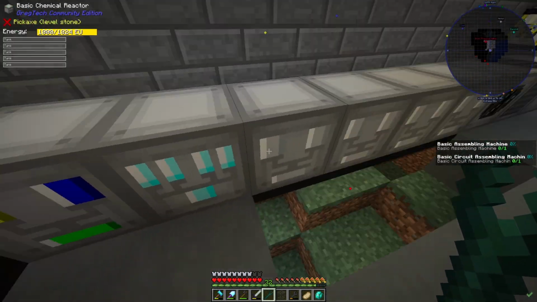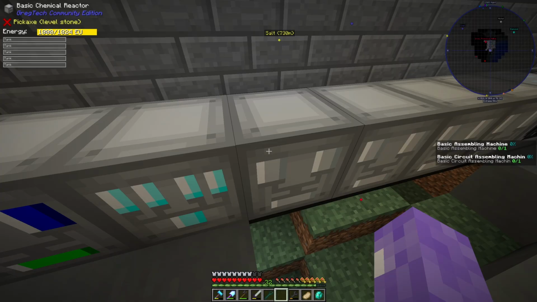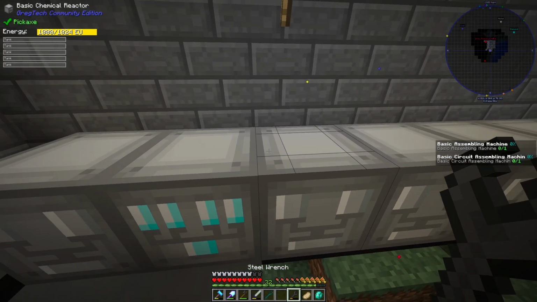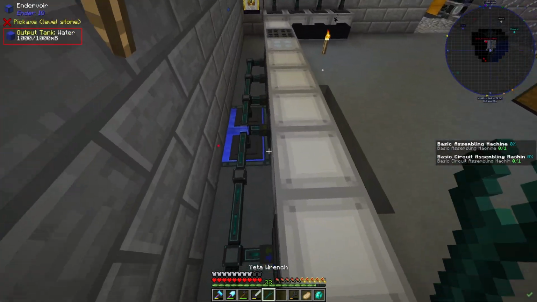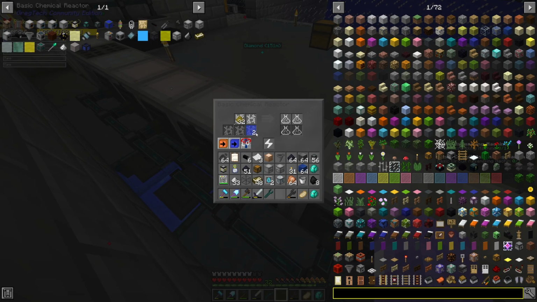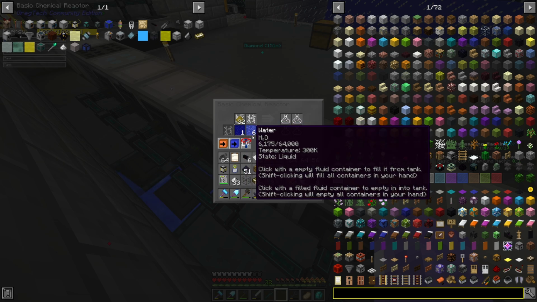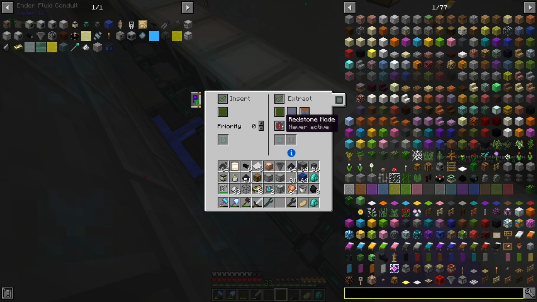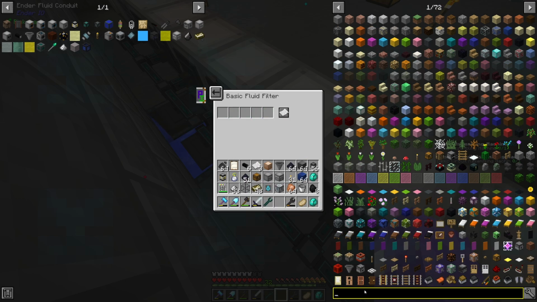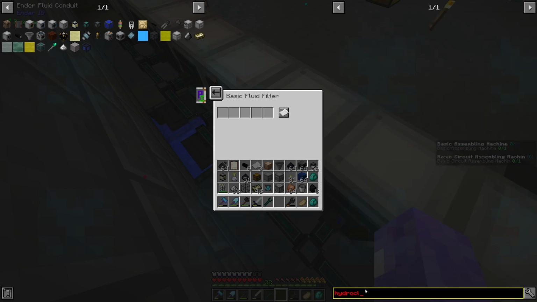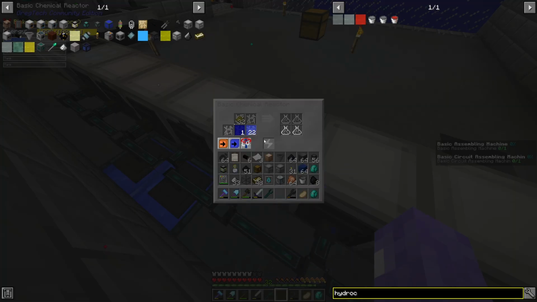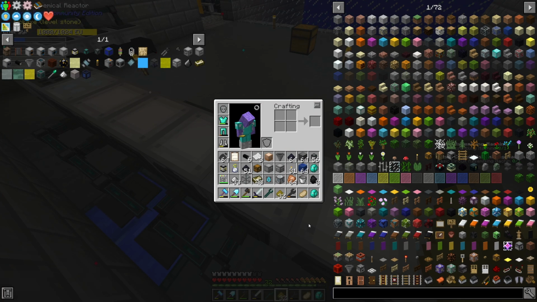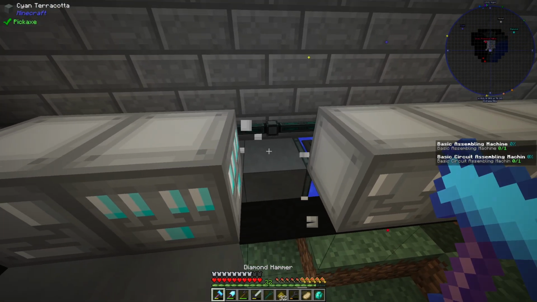So we want to put a, let's make sure the auto output is not on. Both are disabled. Okay, we can turn that way. And then theoretically, we can put that here. We're going to need to put a filter on this. Filter on the input, and we just want hydrochloric acid into the input. Yeah, we don't need the hydrogen and stuff in there. Take this back.